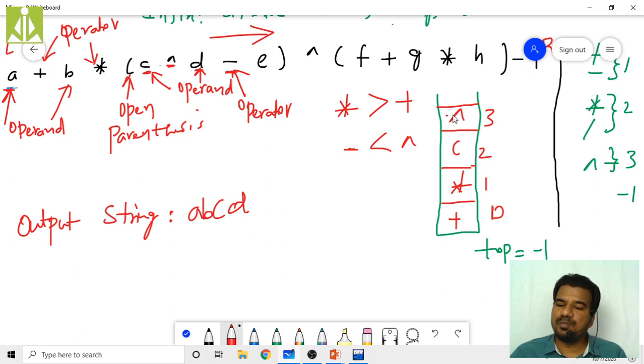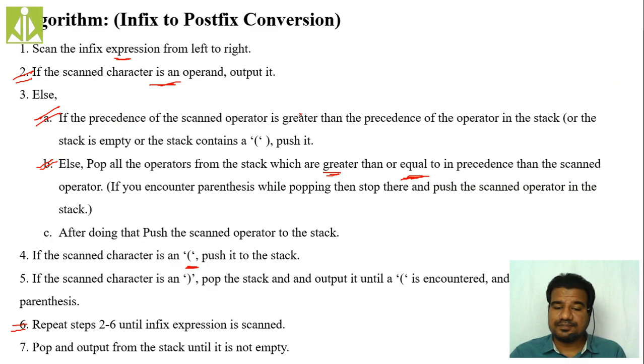So I have to pop this one. Popping means I have to add this to the output string. So that cap will come like this here. Then what do we have to do? After that, till what do we have to pop?